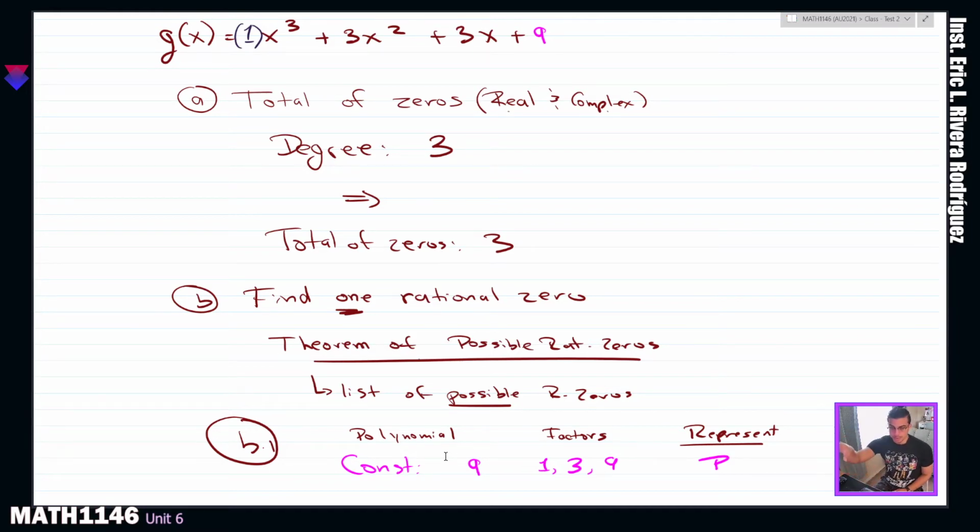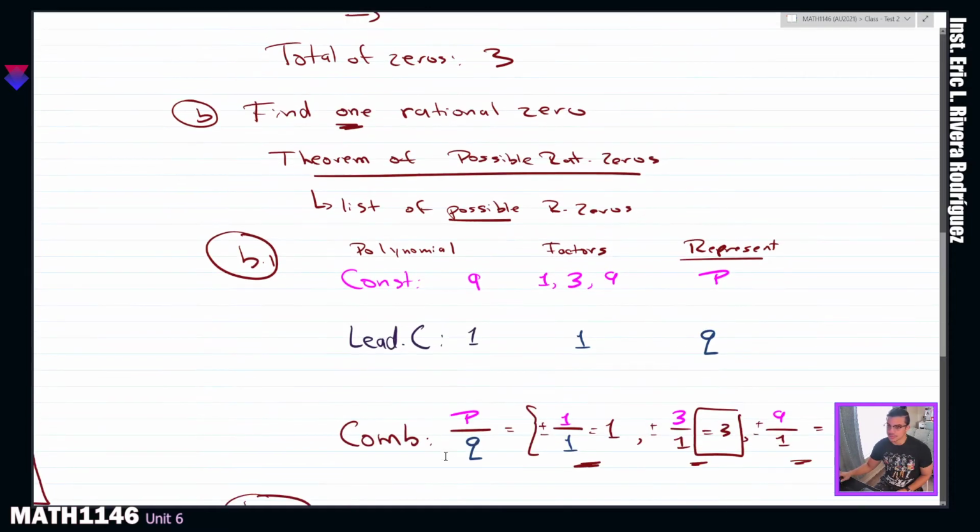From the polynomial, we can get how many zeros we are looking for: 3, because the degree of this polynomial is 3. That's step number 1. Step number 2: the goal is to find at least one rational zero. There are going to be some polynomials that do not have any rational zero, and that is going to be another thing to do.